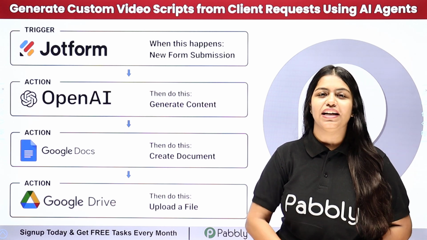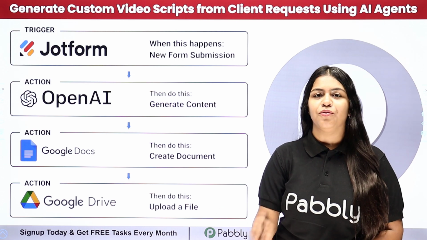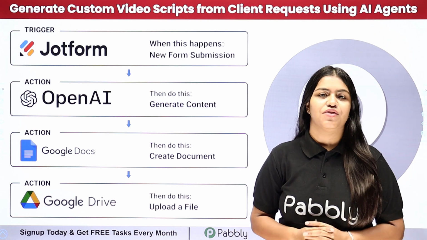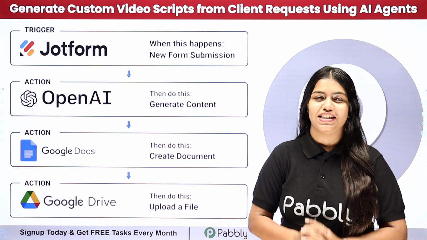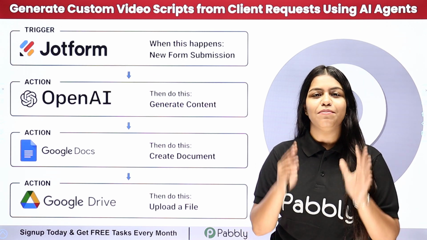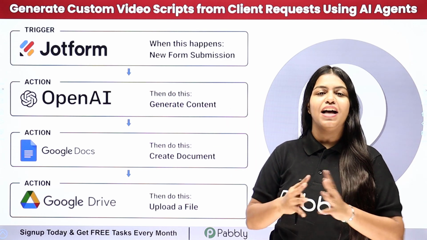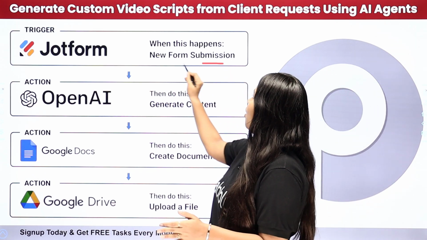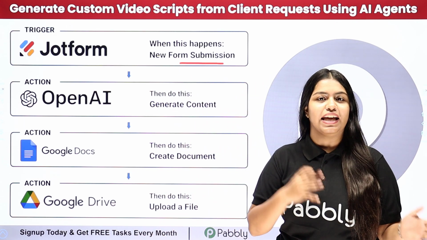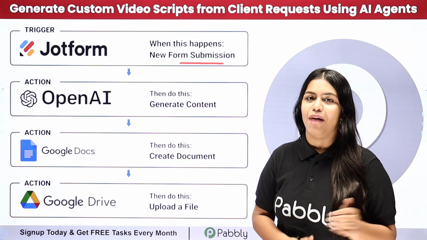So over here I'm running a digital marketing agency and we often receive client requests for video scripts. We were also drafting it manually, but this is such a time consuming and tedious process. So to solve this problem, I've simply created this automation where as soon as I receive my client details and request with the help of Jotform, automatically my AI agent, which is OpenAI, is going to generate the video scripts automatically.